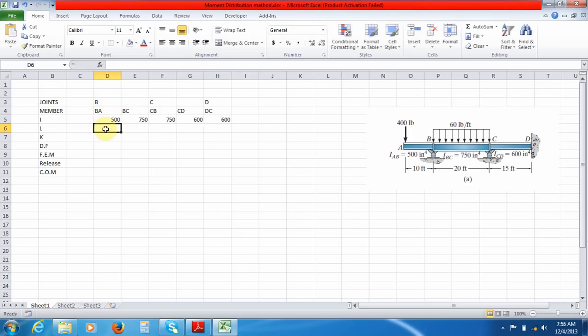Now lengths are 10 feet, 20 feet, 20 feet, and 15 feet, 15 feet.